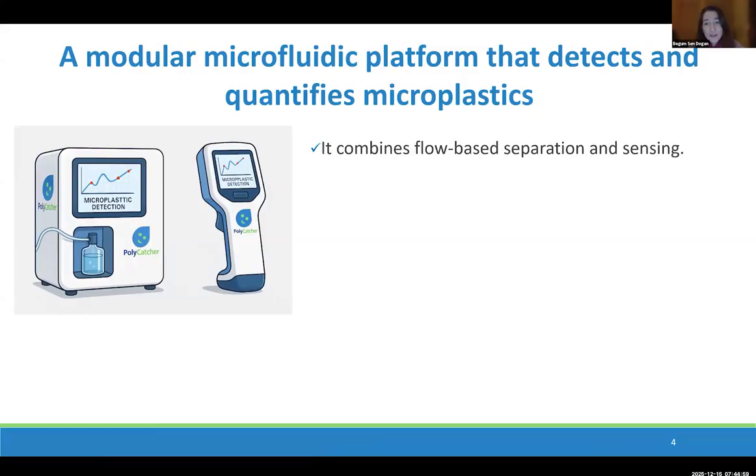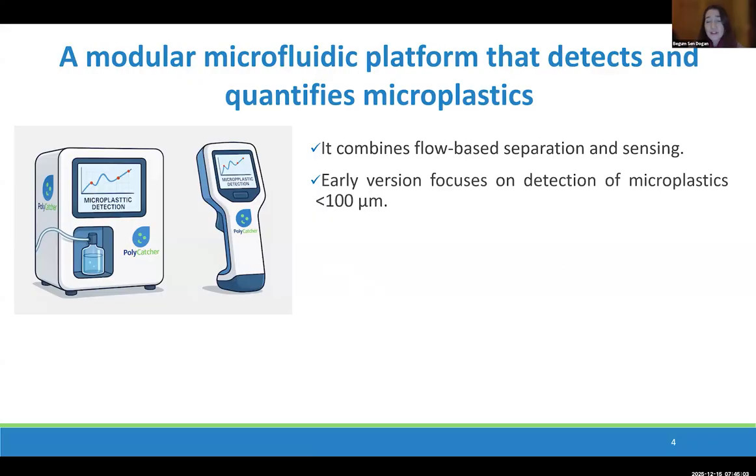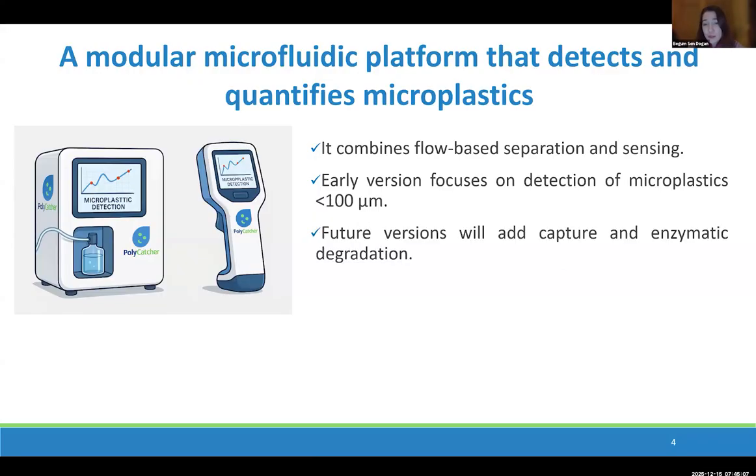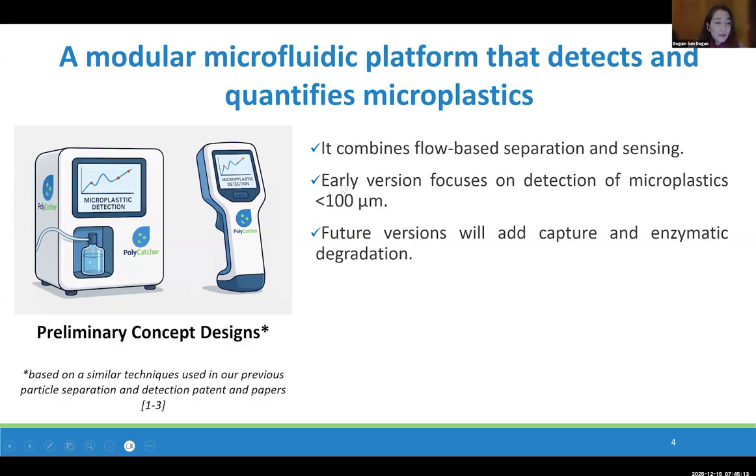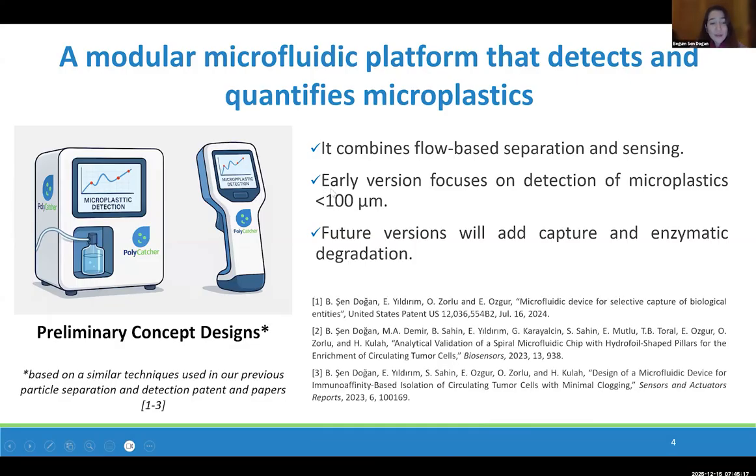It combines flow-based separation and sensing techniques. Early version will focus on only the detection of microplastics. However, for future versions, we will add capture and enzymatic degradation of microplastics. As you can see in the figure, this is the preliminary concept design, which is based on similar techniques used in our previous particle separation and detection patent and papers.